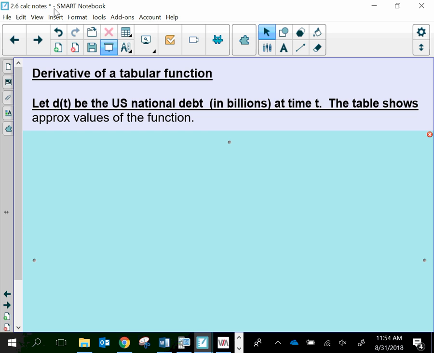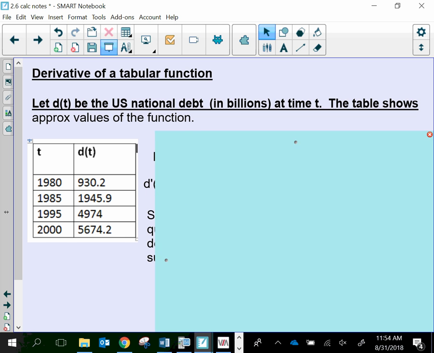And then let me give you your table here. You can copy that down. T and D of T, that's the national debt, and the time that it was reported. It's a scary business here. Billions of national debt.